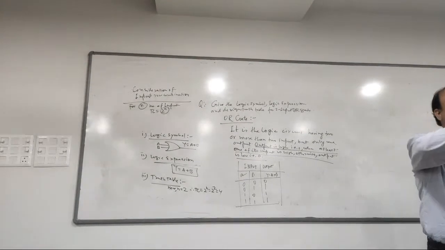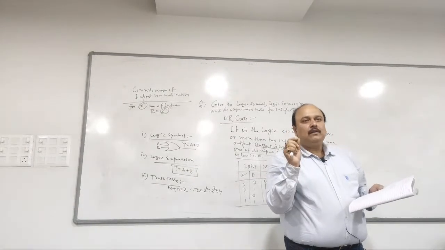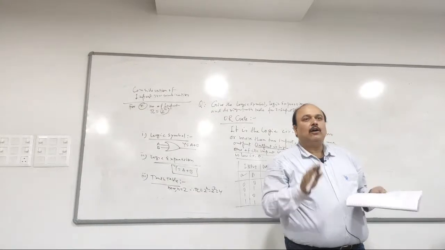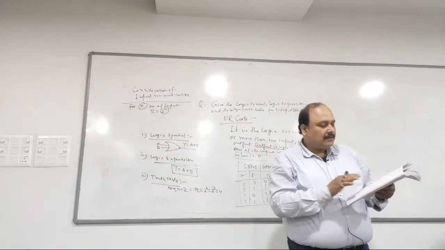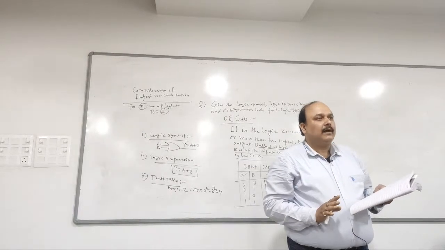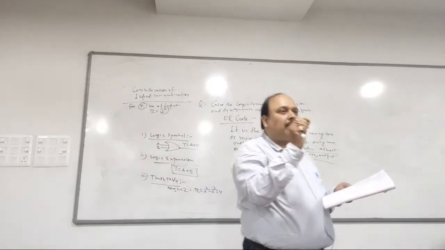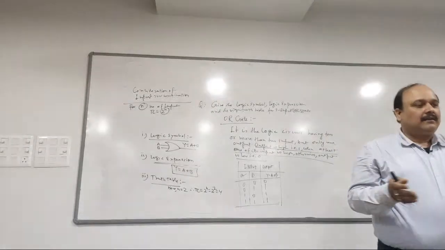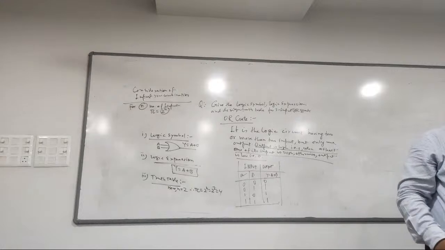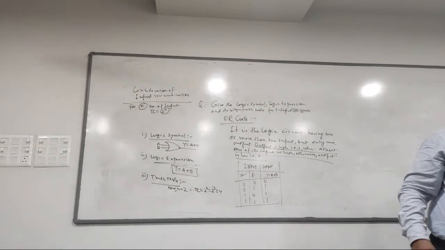Just check it. In the first column, first row only, the output is 0. In the rest of the rows, the output is high, that is 1, because in the rest of the cases at least one of the inputs is 1. So whenever at least one input is 1, the output remains high. So this one is correct. You just check your own also. Yes, correct.